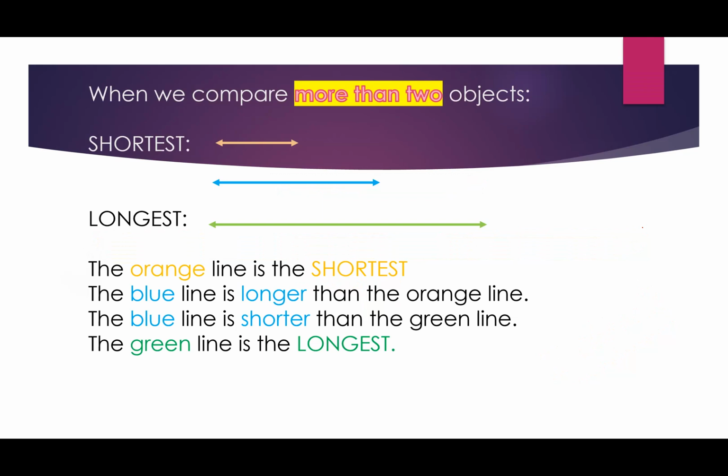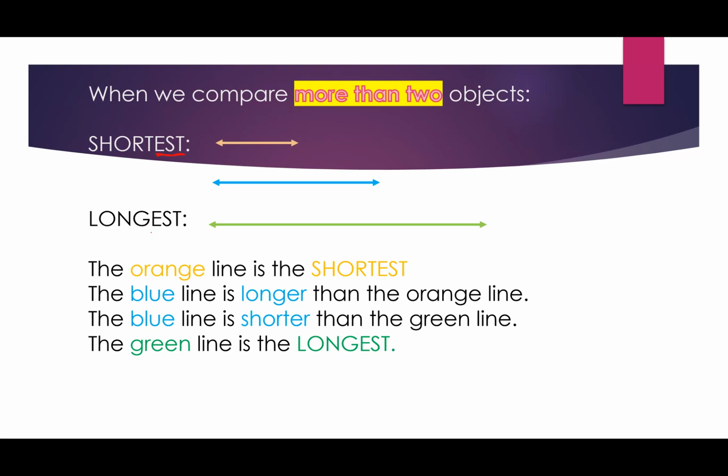Now, when we compare more than two objects, here we will use EST. You can see here EST. Shortest and longest. We will use shortest and longest when we compare more than two objects or more than two things. Now here you see I have three different lines, right?